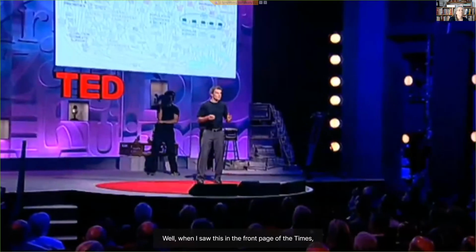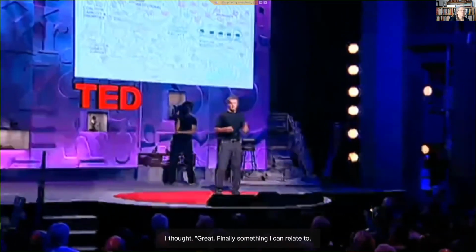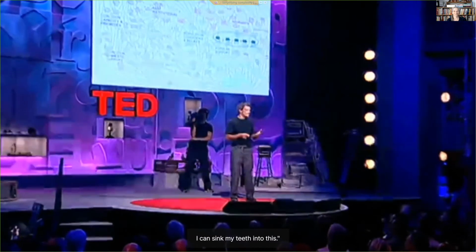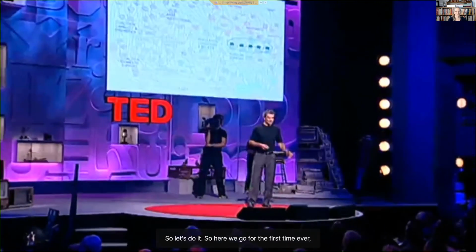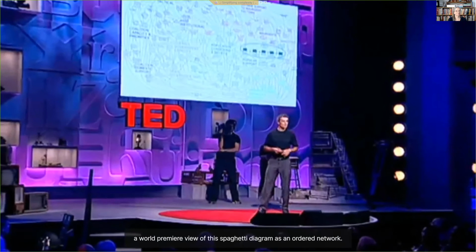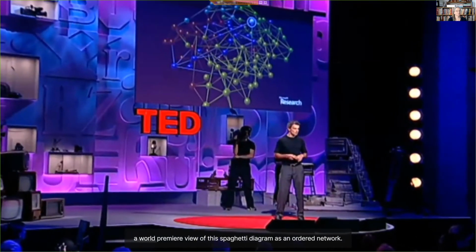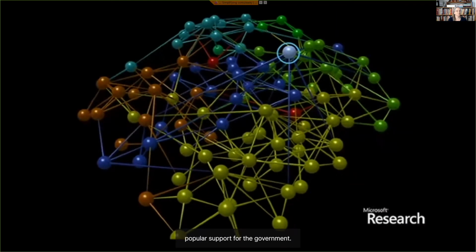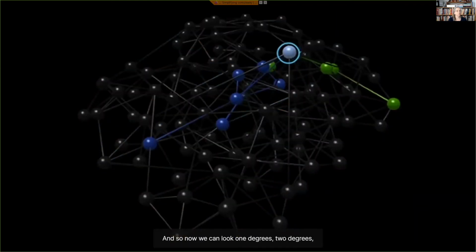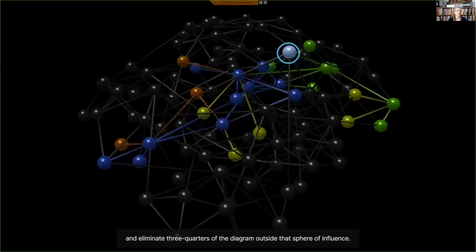Well, when I saw this in the front page of the Times, I thought, great, finally something I can relate to. You know, I can sink my teeth into this. So let's do it. So here you go, for the first time ever, a world premiere view of this spaghetti diagram as an ordered network. The circled node is the one we're trying to influence, popular support for the government. And so now we can look 1 degree, 2 degrees, 3 degrees away from that node and eliminate like 3/4 of the diagram outside that sphere of influence.